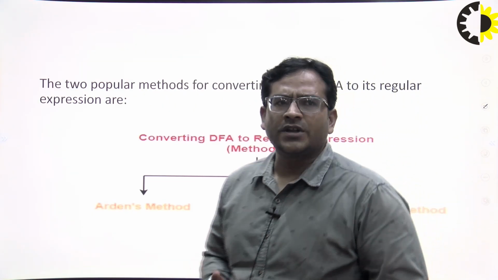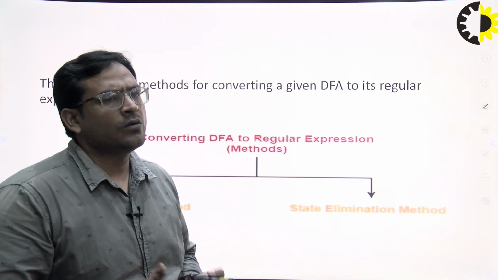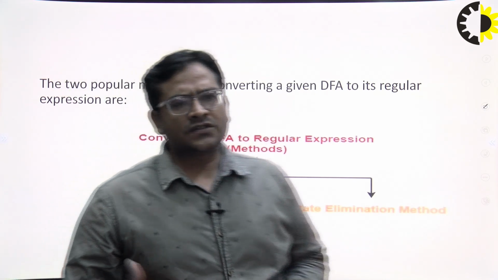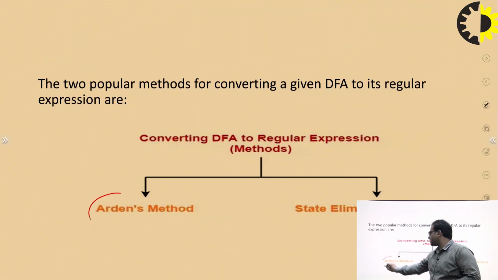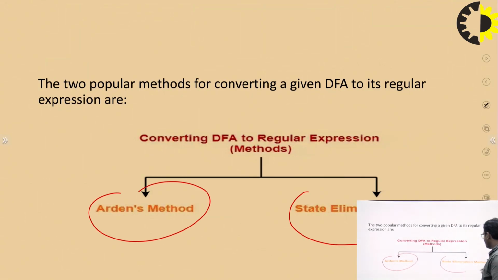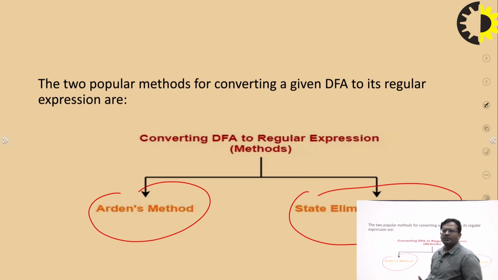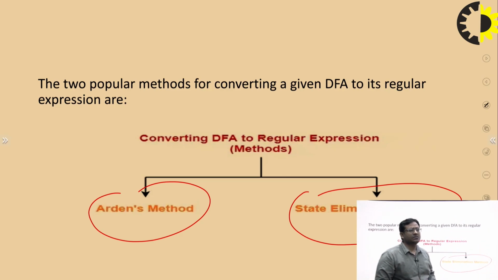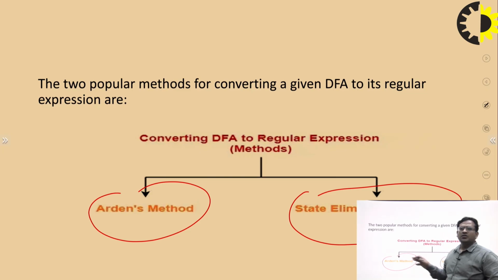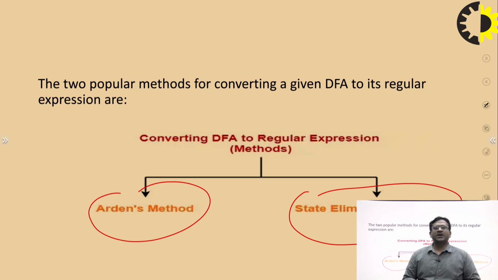There are two popular methods for converting a given DFA into a regular expression. The first method is Arden's theorem and the second is the state elimination method. Today I am going to discuss Arden's theorem. Arden is a scientist who gave this theorem as a solution. I will initially discuss what Arden's theorem is and prove it, and after that we can discuss some numerical questions on how to find a regular expression from a given finite automata.